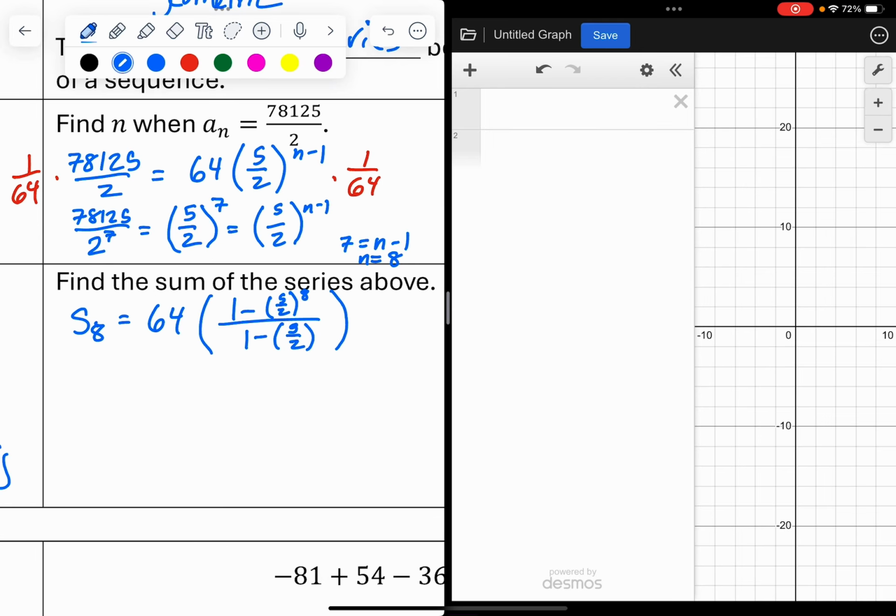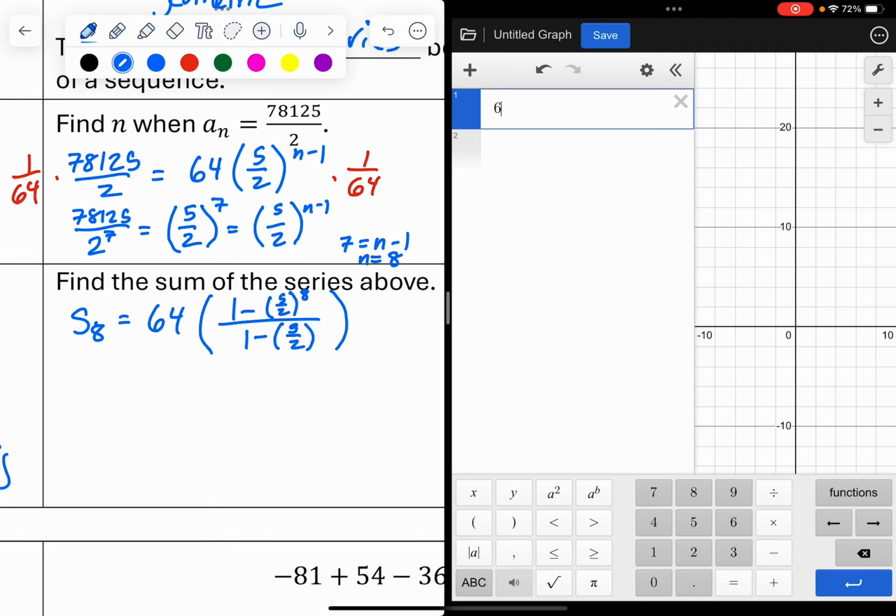And it might be, well, sometimes, okay, let's type this in. 64 times, and then I'm going to need to make this a fraction. So I can do this and have 1 minus. Let's practice putting this in parentheses, and I know that seems silly. It doesn't matter when it's positive. It sure does matter when it's negative. So we'll practice doing it all the time just so we don't make a mistake.